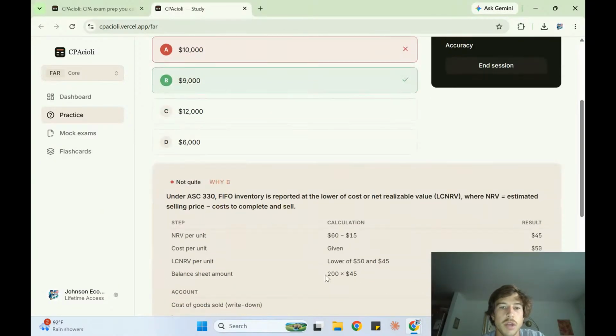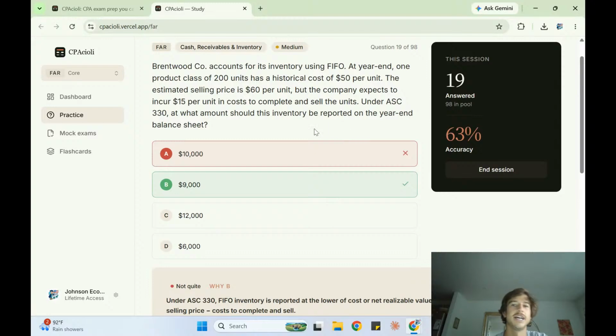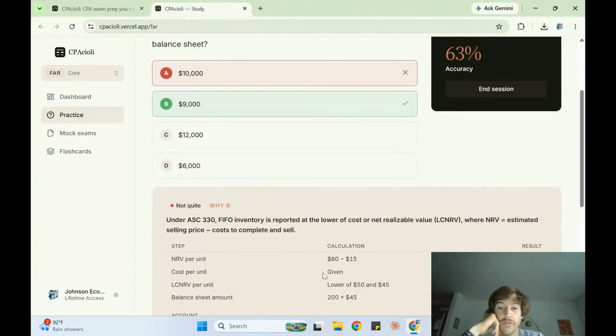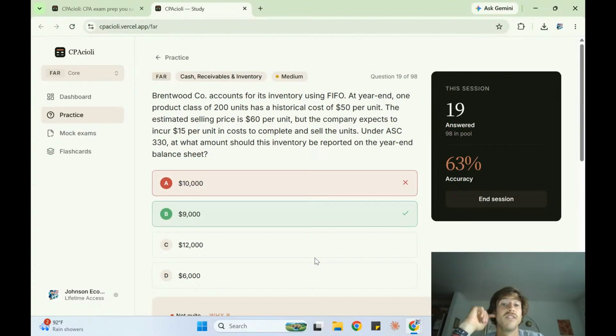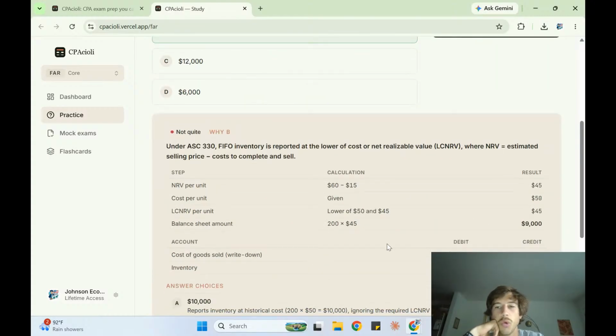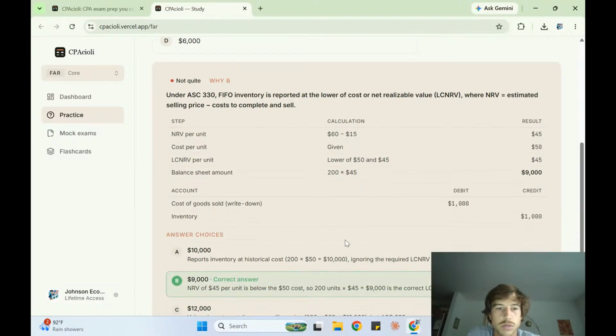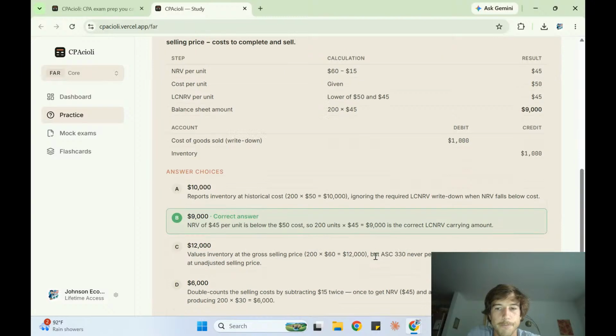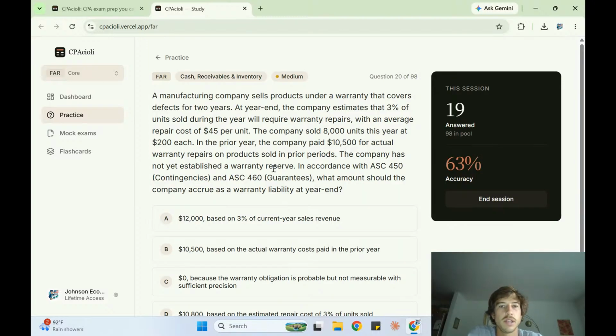Okay, let's see why. The lower of cost or net realizable value. We knew cost was 50, but net realizable value is 45. So you take the 45, not the 50. 45 times 200 is 9,000. So it's the lower of cost or net realizable value. I forgot. I thought it was just the cost, but that makes sense. Cool. All right.